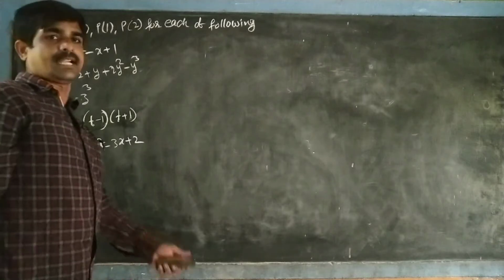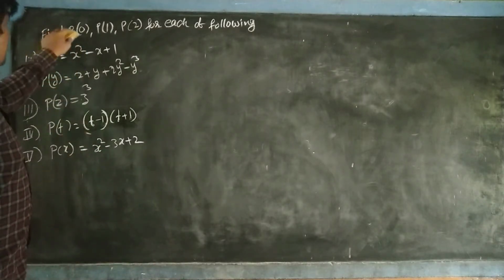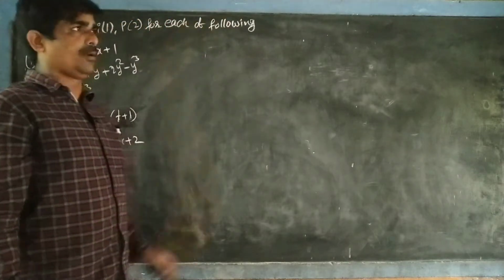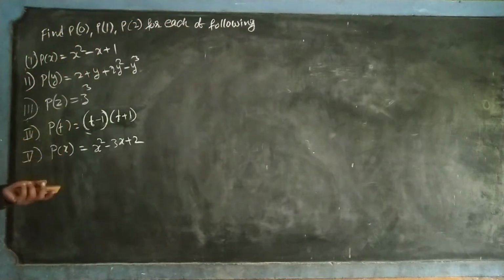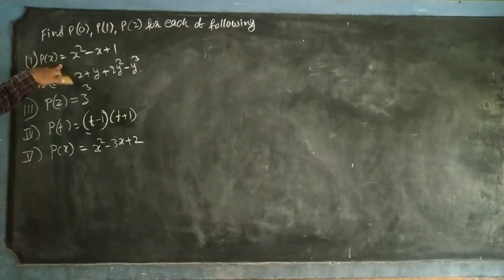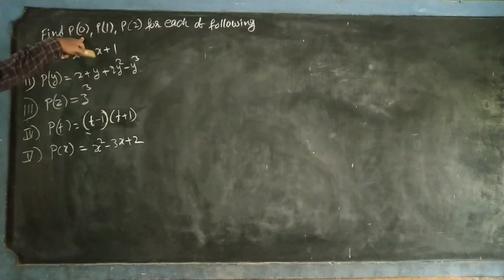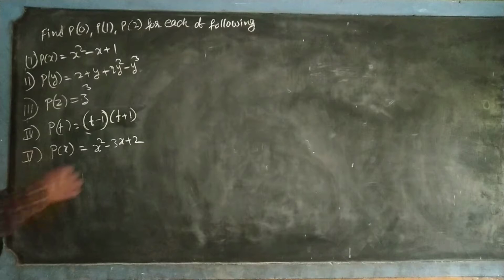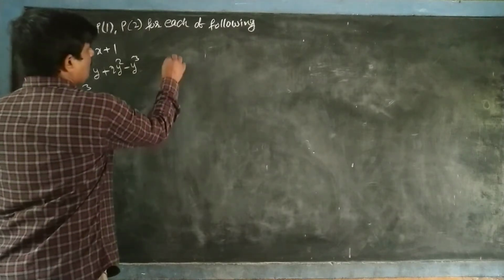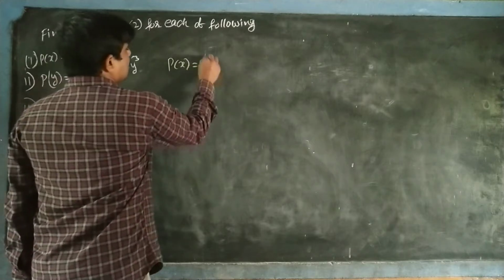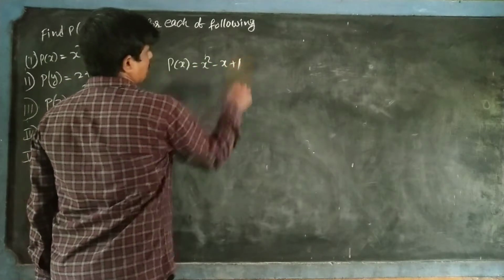Next, the second problem. Find P of 0, P of 1, P of 2 for each of the polynomials. This is one polynomial. Find the value of this polynomial when x is equal to 0, next 1, next 2. So how do we do it? Easy. For the first, I am taking P of x is equal to x square minus x plus 1.